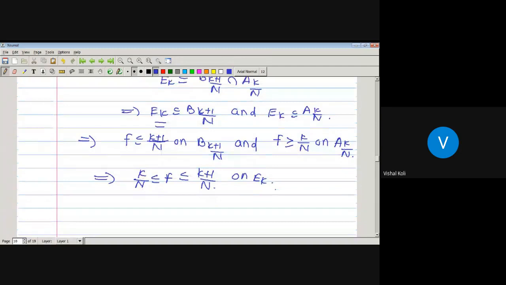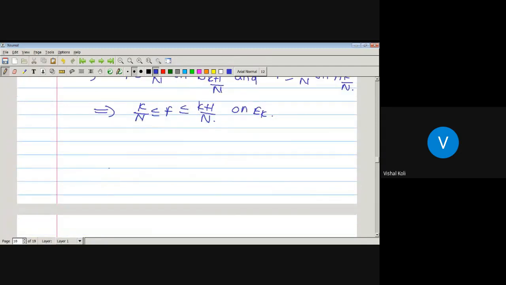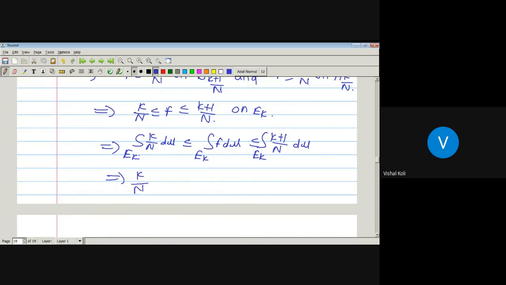Now take the integration over the set E_k, which implies the integration over set E_k of k/n dmu is less than or equal to the integration over set E_k of f dmu, which is less than or equal to (k+1)/n times the integration over set E_k of dmu. But (k+1)/n and k/n are constants, therefore they are nothing but k/n into the integration over set E_k of dmu.